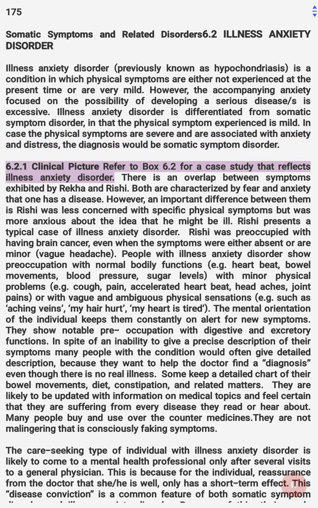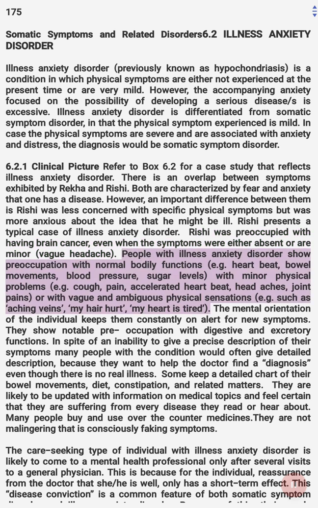6.2.1 Clinical picture. Refer to box 6.2 for a case study that reflects illness anxiety disorder. There is an overlap between symptoms exhibited by Rekha and Rishi. Both are characterized by fear and anxiety that one has a disease. However, an important difference between them is that Rishi was less concerned with specific physical symptoms but was more anxious about the idea that he might be ill. Rishi presents a typical case of illness anxiety disorder. Rishi was preoccupied with having brain cancer, even when the symptoms were either absent or a minor, vague headache.